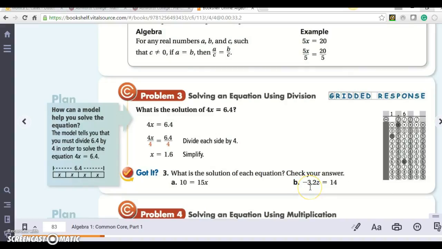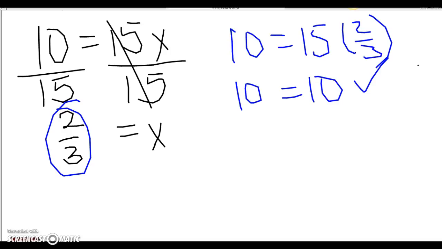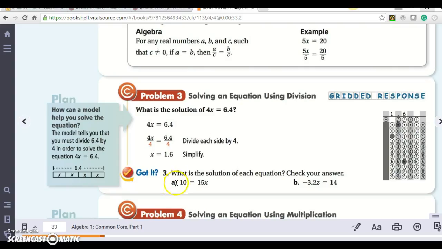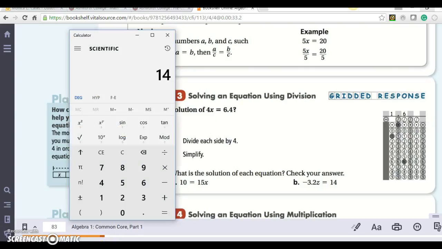So I have negative 3.2z equals 14. Again, I want to get my z by itself, so I'm going to divide by negative 3.2. And my negative 3.2's cancel out. I'm left with z is equal to 14 divided by negative 3.2. I don't know this one by heart, so I'm going to use my calculator. So 14 divided by 3.2, I get 4.375.